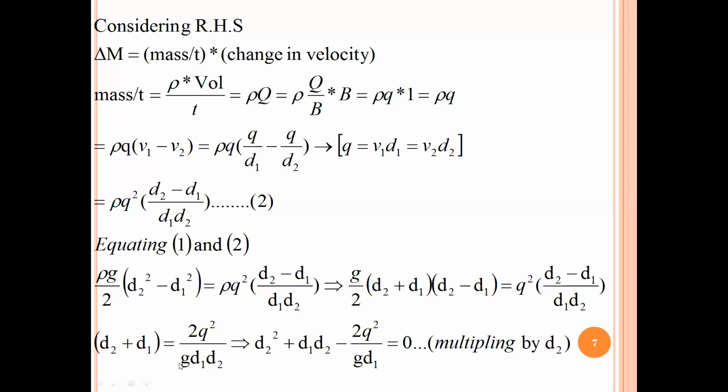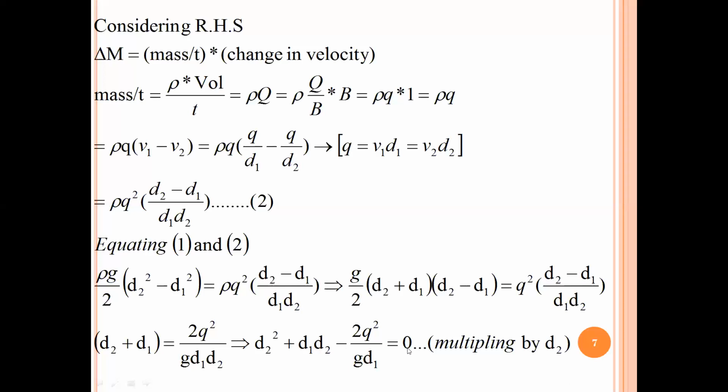Now I'm multiplying the entire equation by d2. So when I multiply it, your d2 will become d2 square, your d1 will become d1 d2, and I'm taking this on the left hand side, so it will become minus 2q square into d2 divided by g d1 d2. So my d2 will get cancelled, so I'll have d2 square plus d1 d2 minus 2q square by g d1 is equal to 0.